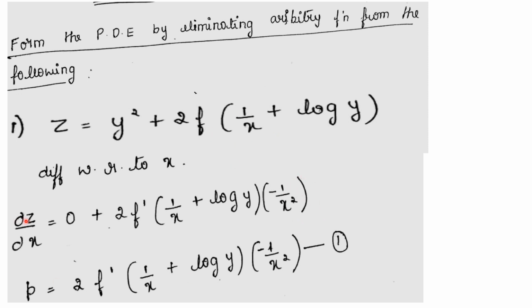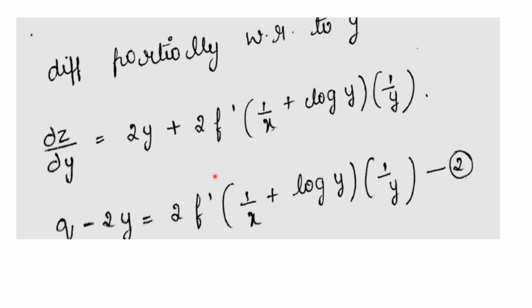So now substitute dou z by dou x, from the notation it is equal to p. So p is equal to 2f dash of 1 by x plus log y into minus 1 by x square. Let me denote this as equation 1. Next, I have to differentiate partially with respect to y.